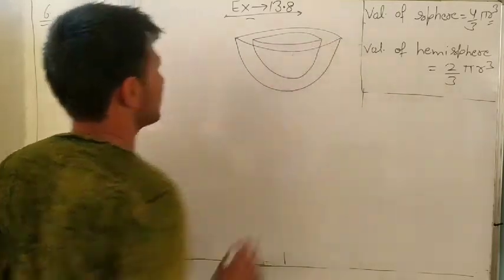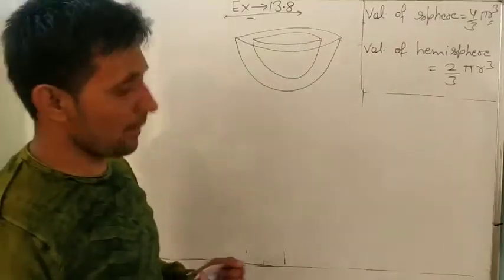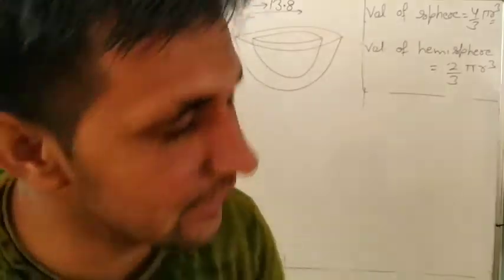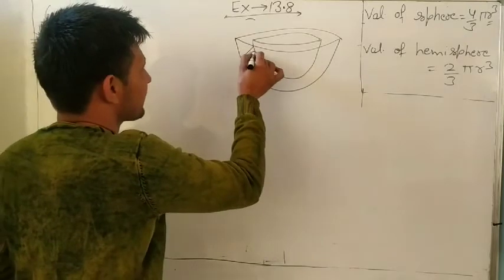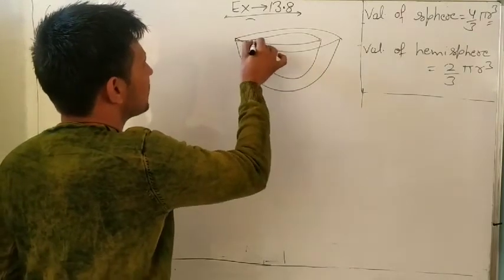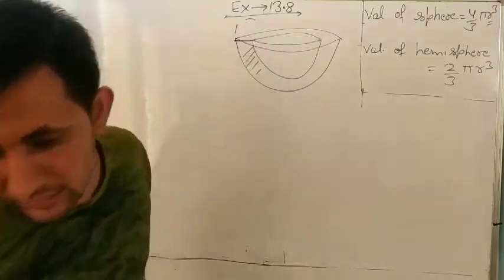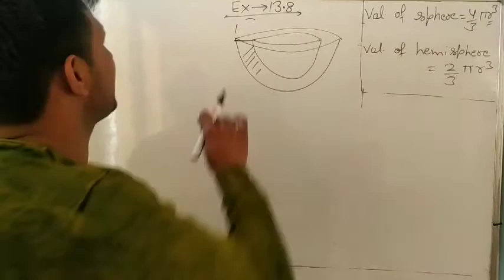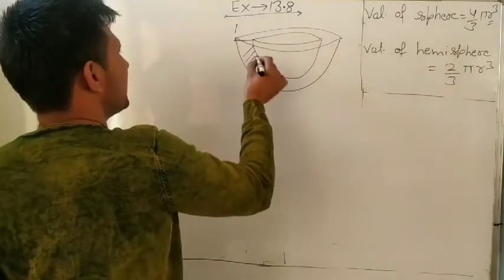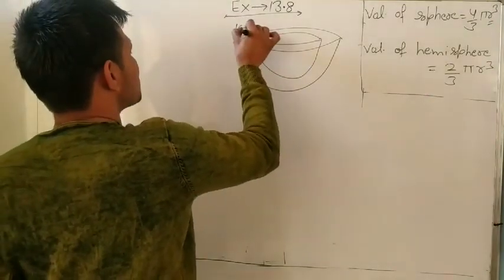Look at this one. This hemisphere is made up of iron. And its thickness, how much is it? The thickness is not 1 meter, it is given as 1 centimeter.